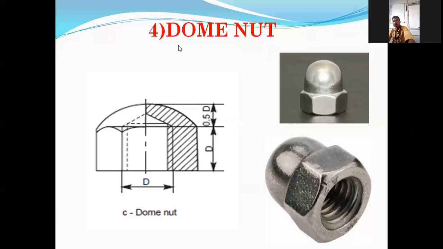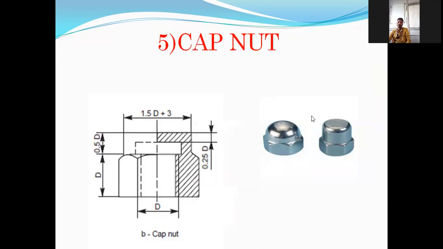So dome nut and cap nut, what is it? When we don't want the end of the bolt to come out of the nut, then this dome nut is used. There are two purposes why the bolt end should not come out of the nut. One reason is corrosion, and another is that it should not injure the operator. The shape is different in case of dome and cap. So here you can see dome nut and cap nut. In case of dome nut, the shape is something like a dome. In case of cap nut, the shape is something like a cap.